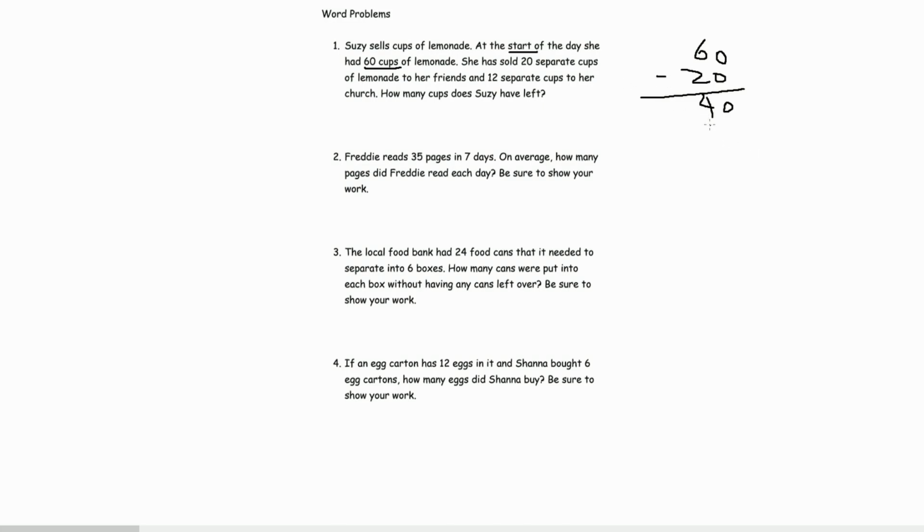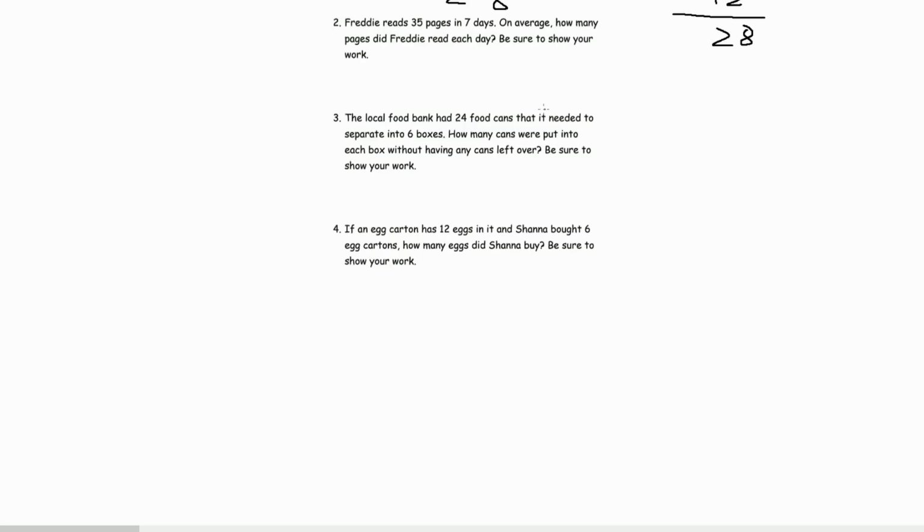And she also sold 12 to her church. So minus that, make that 3. 10 minus 2 is 8. 3 minus 1 is 2. Susie has 28 cups left.